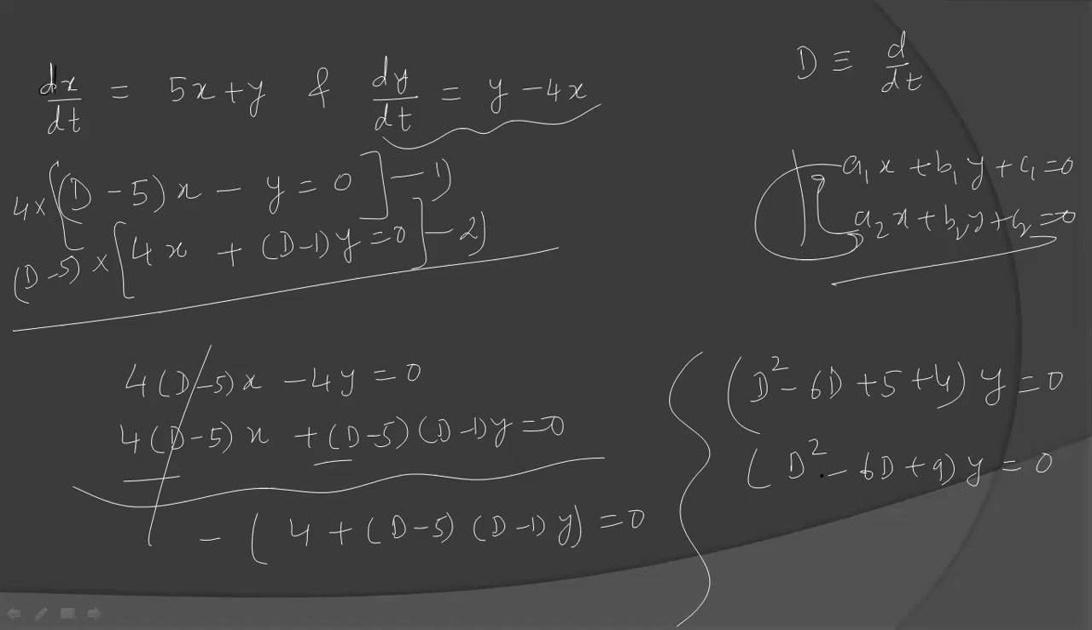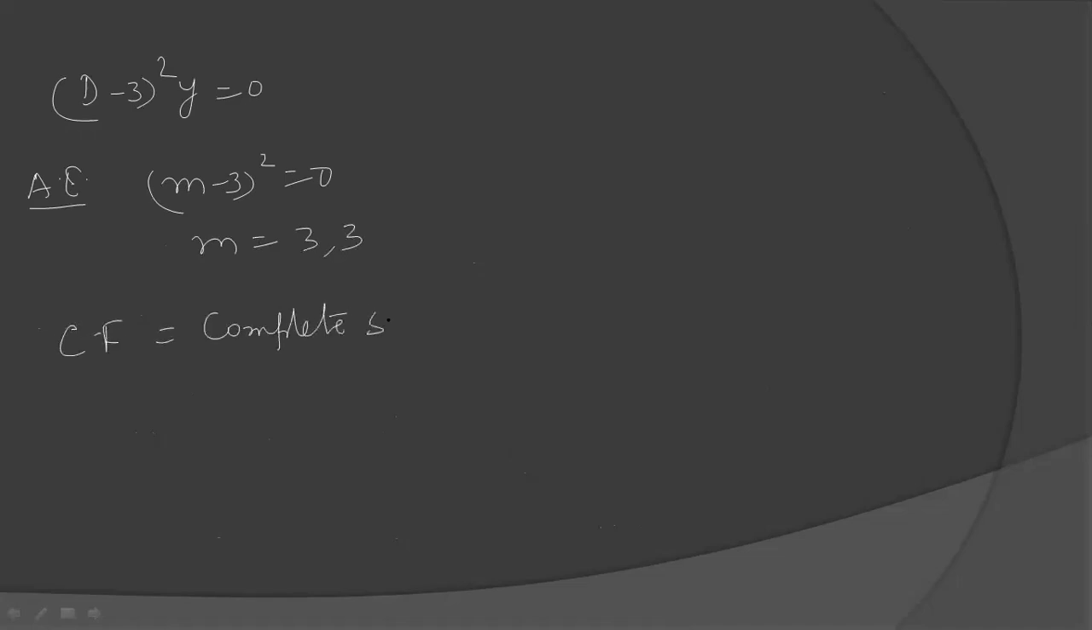So it is a simple homogeneous linear differential equation: (D minus 3) whole square y equal to 0. How to solve for y? This is homogeneous, so only the complementary function will be its complete solution. Write the auxiliary equation: (m minus 3) whole square equal to 0, so m equals 3, 3, the roots are repeated. The CF is the complete solution, because the right hand side is 0, meaning there will be no particular solution. So y is equal to (C1 plus C2 x) e to the power 3t.